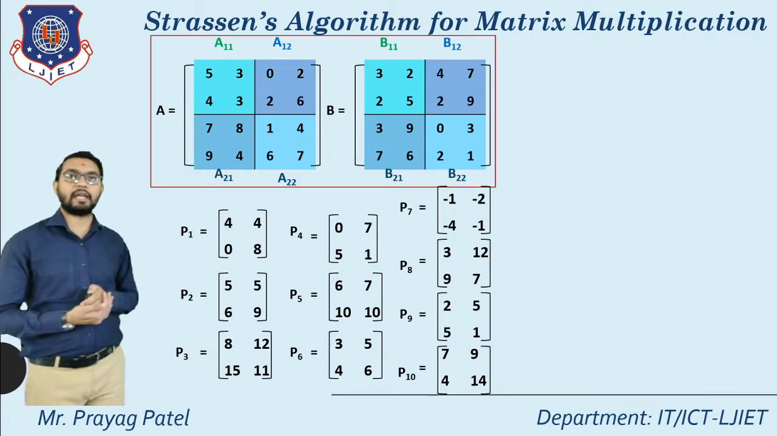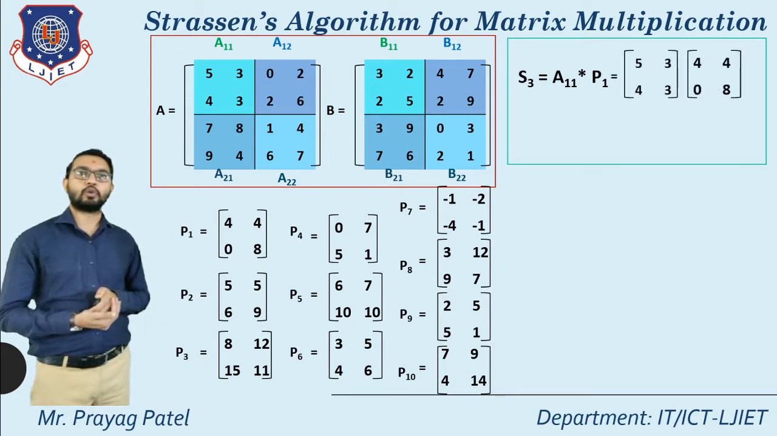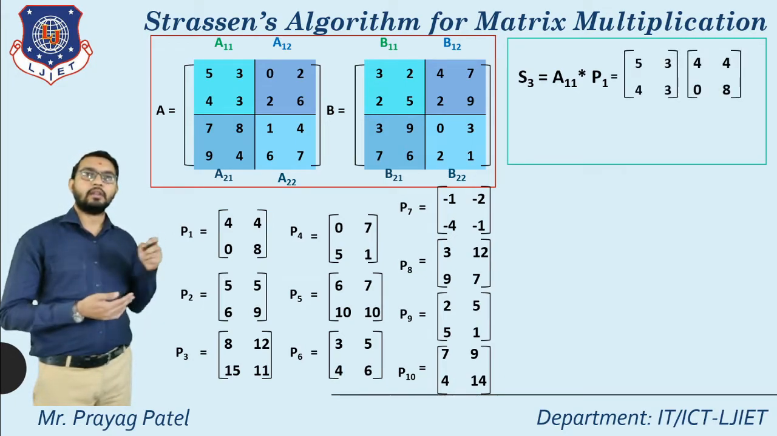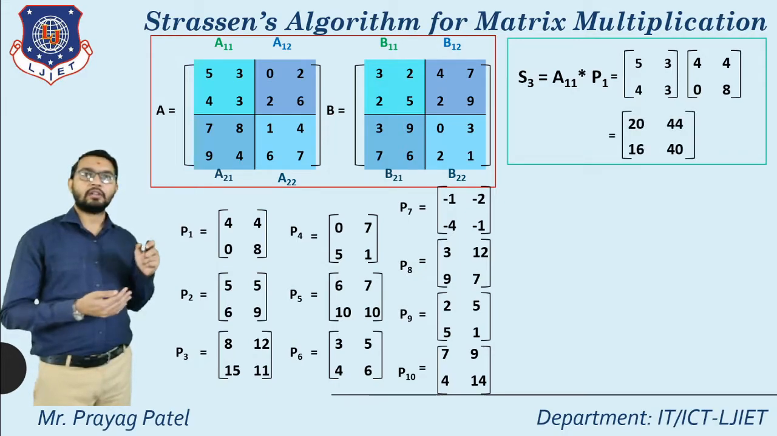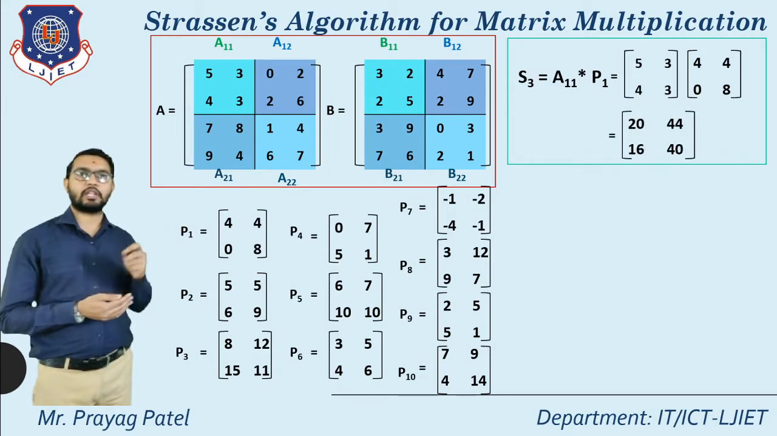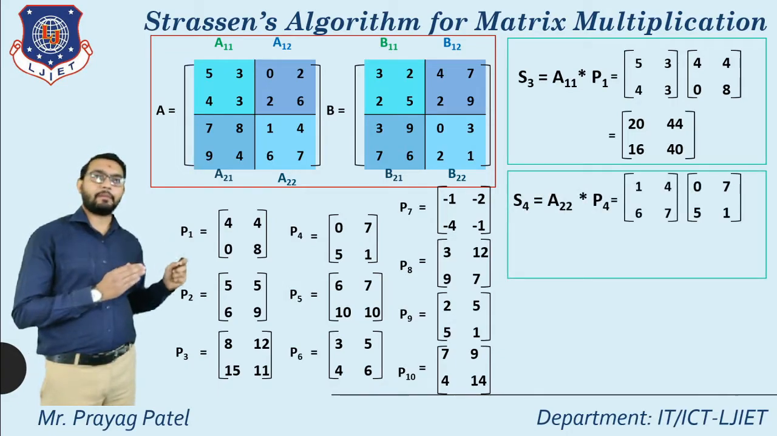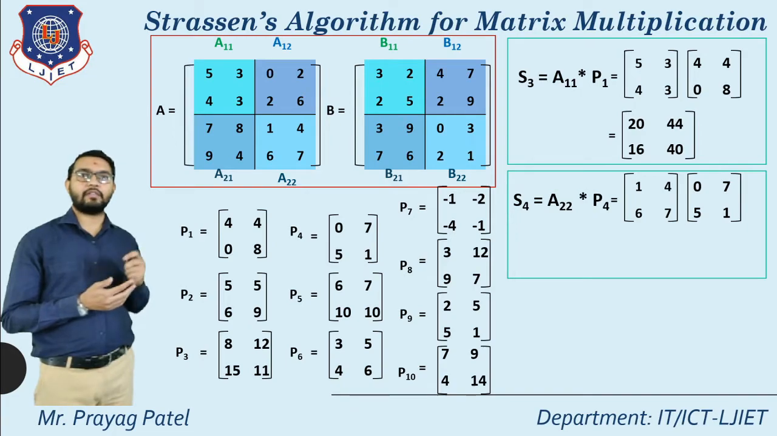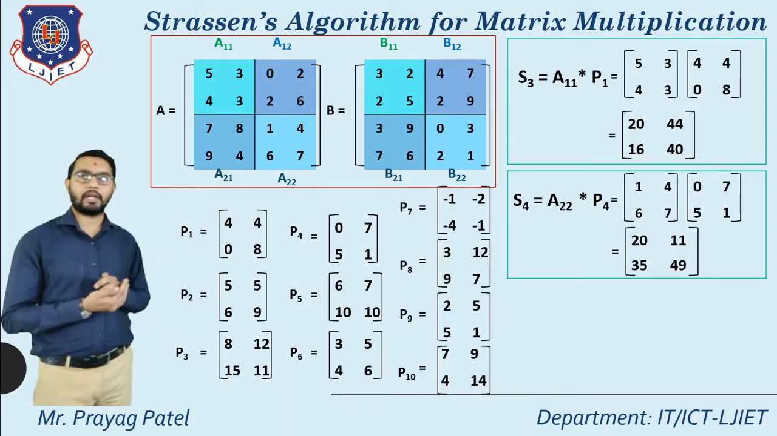Now in the same way find S3. S3 equal to A11 multiplied by P1. So A11 means 5, 3, 4, 3 multiplied with 4, 4, 0, 8. So the resultant matrix is 20, 44, 16, 40. Now A22 multiplied by P4 equals 1, 4, 6, 7 multiplied with 0, 7, 5, 1. So the resultant is 20, 11, 35, 49.